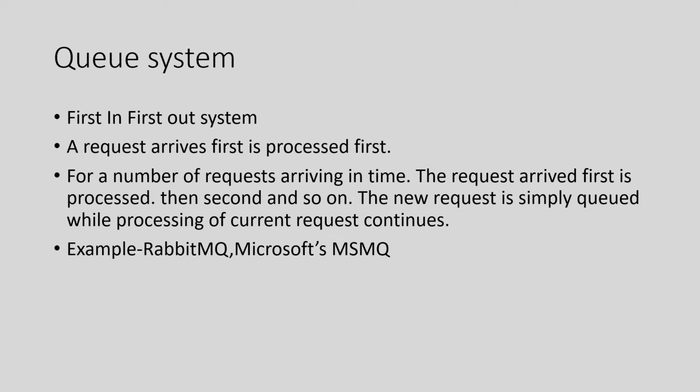Queue system is a first in first out system. A request arrived first is processed first. For a number of requests arriving in time, the request arrived first is processed, then second, and so on. The request is simply queued while the processing of the current request continues. Example is RabbitMQ, Microsoft MQ.